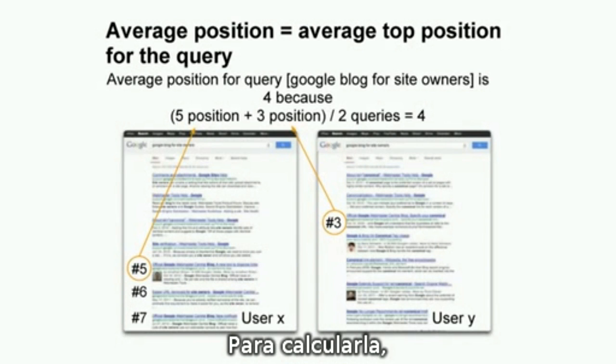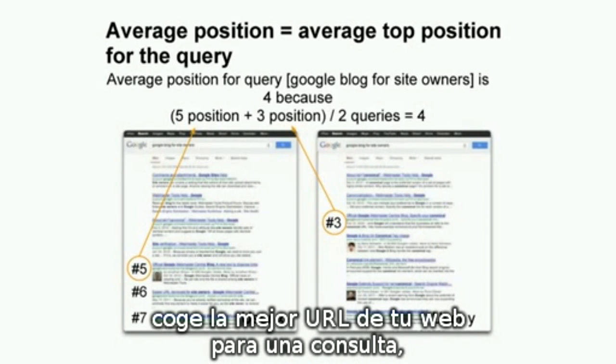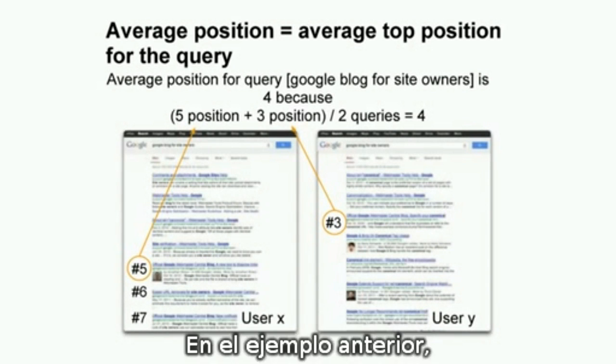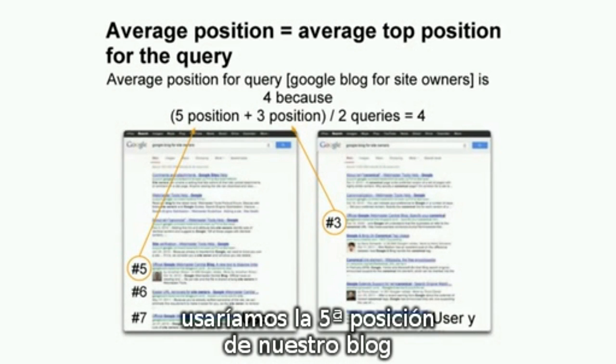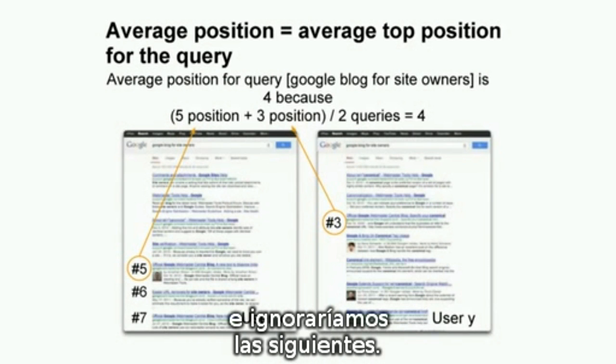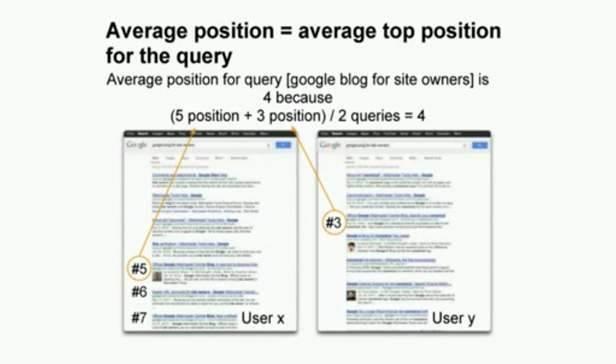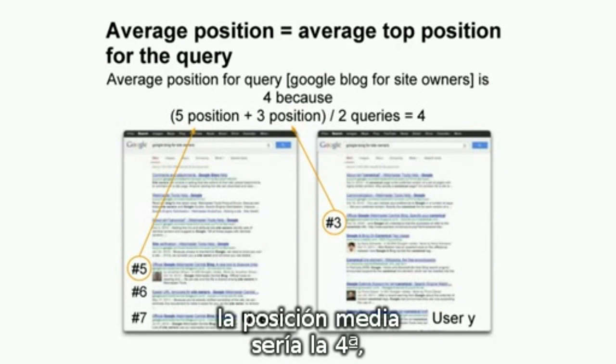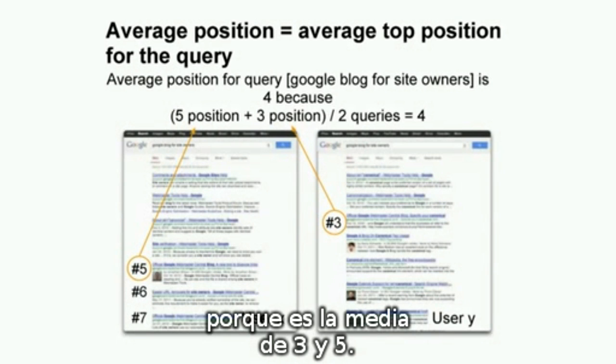To calculate average position, we take into account the top ranking URL from your site for a particular query, but often across different users. In the example of the query Google blog for site owners, we'd use the position of number 5 for the Webmaster Central blog, and disregard the later positions for the query for this search. If another user made the same query, but our top result was in the number 3 position, the average top position would be 4, since it's the average of 5 and 3.